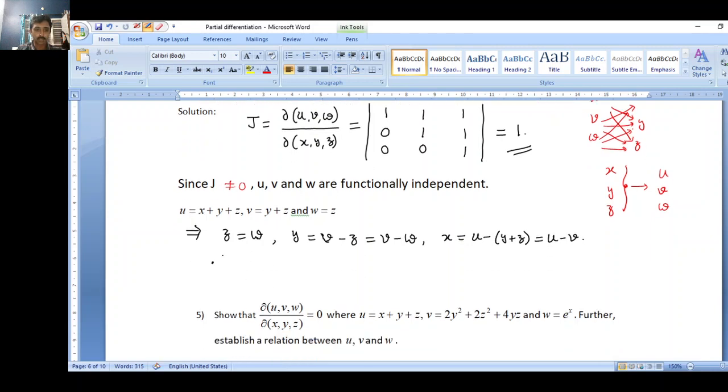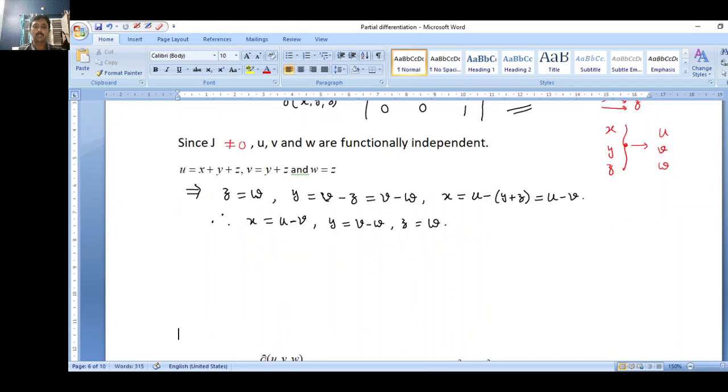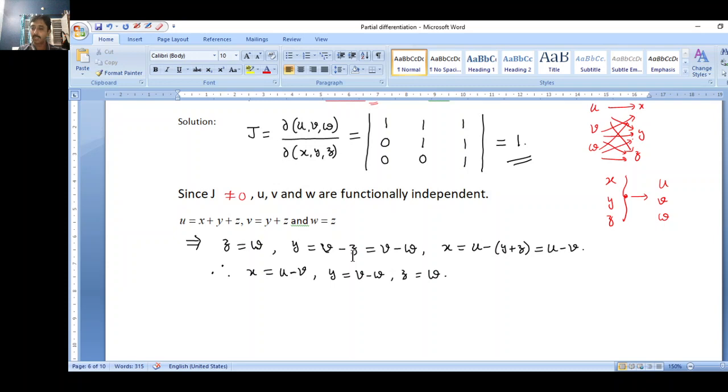I would first write this in a particular order. So x is u minus v, y is v minus w, and z is w, which is what we have got here. Correct. Now have we got what we wanted? Remember, for you to find the inverse Jacobian, you have to explicitly express x, y and z in terms of u, v and w. What I am trying to tell you here is that suppose you come to this expression. One second.